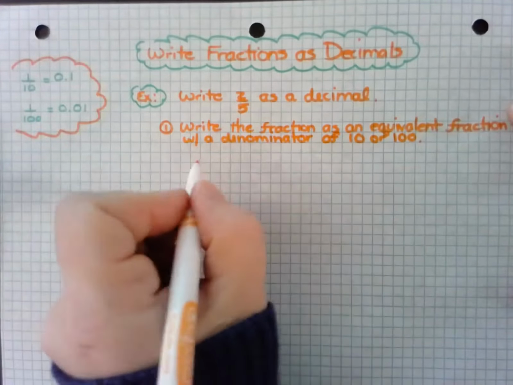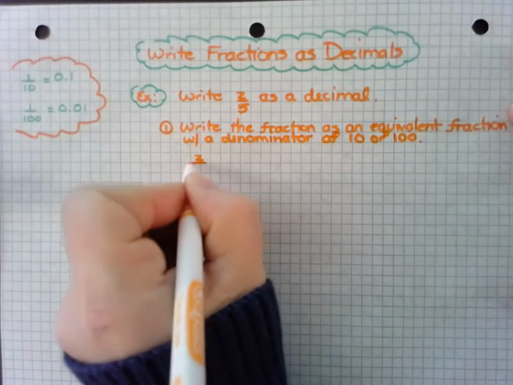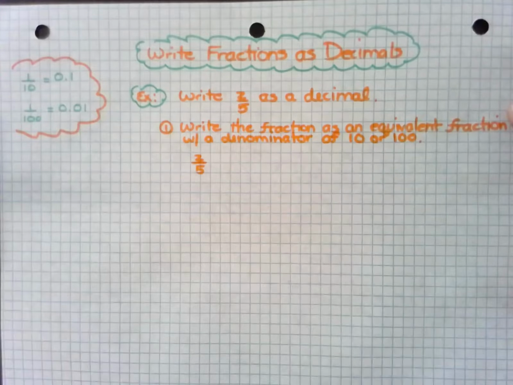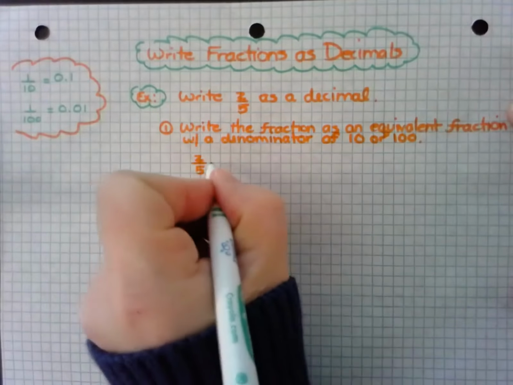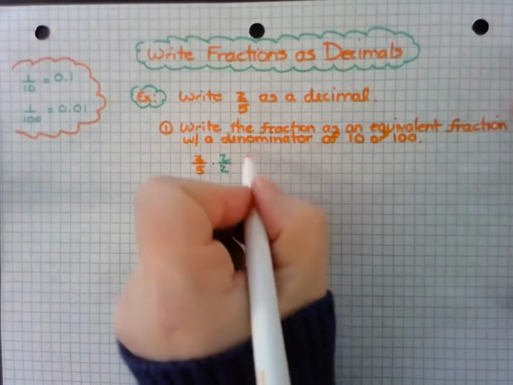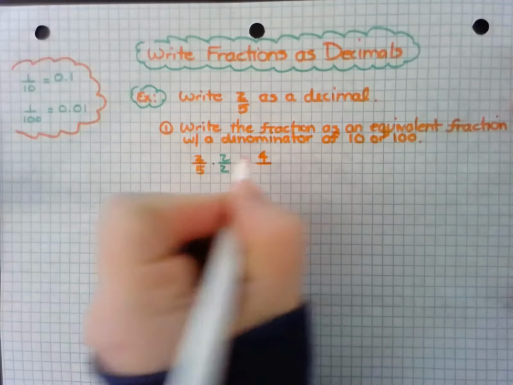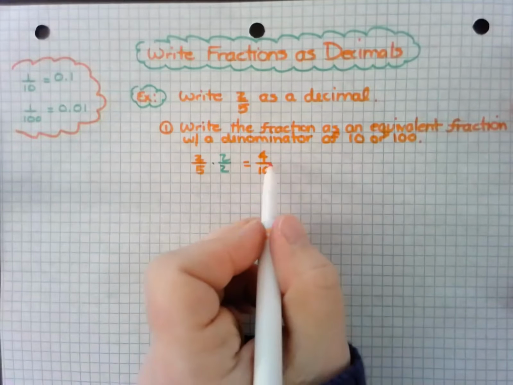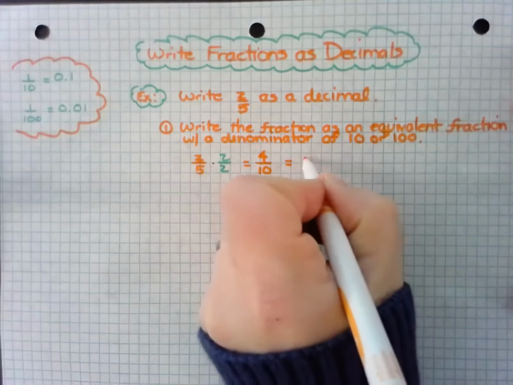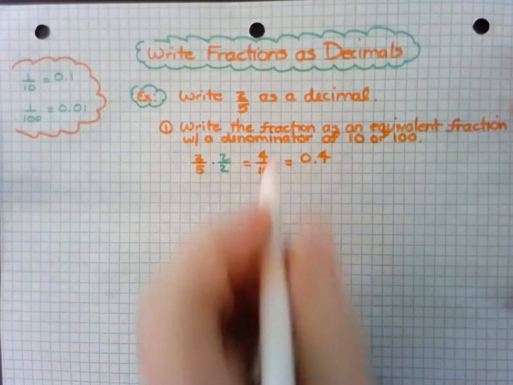So if I take a look at 2/5, how can I get to 10? Well, I could multiply 2/5 by 2. And that would give me 4/10. And now I know that the 4 has to go in the tenths place. And so I can write that as 0.4.